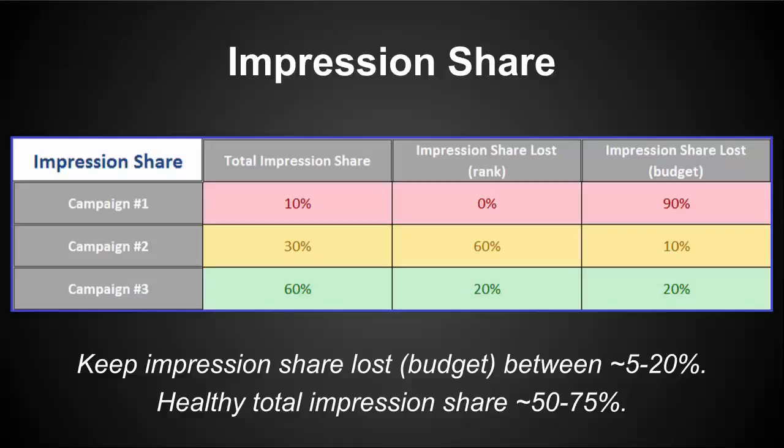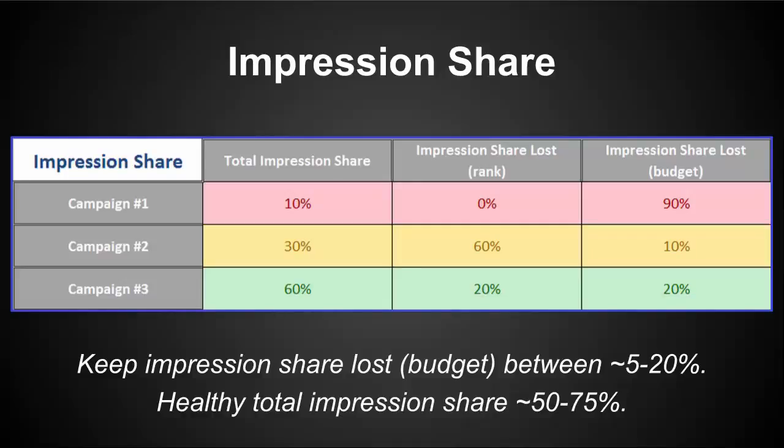So in example number two, if you see your total impression share is at 30% and you're losing most of your impression share due to rank, you can increase your bids or do some things within your campaign to optimize the ads a little bit better and bring up that quality score. You can mitigate some of that and get your impression share up closer to that 50 to 75% sweet spot range that I have in the notes at the bottom there.